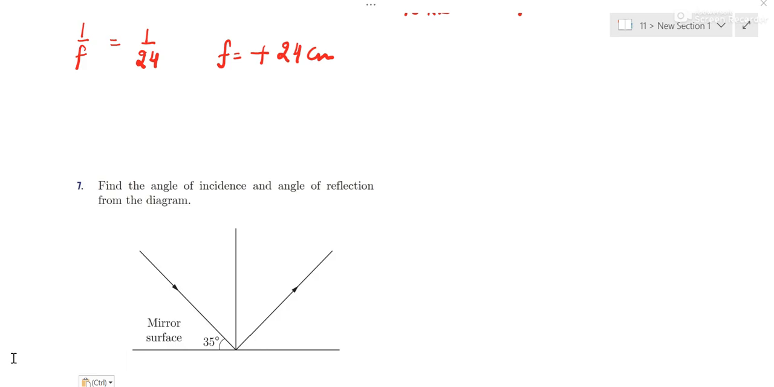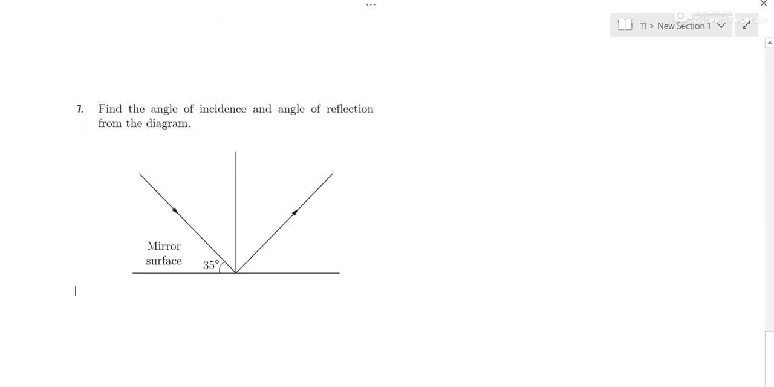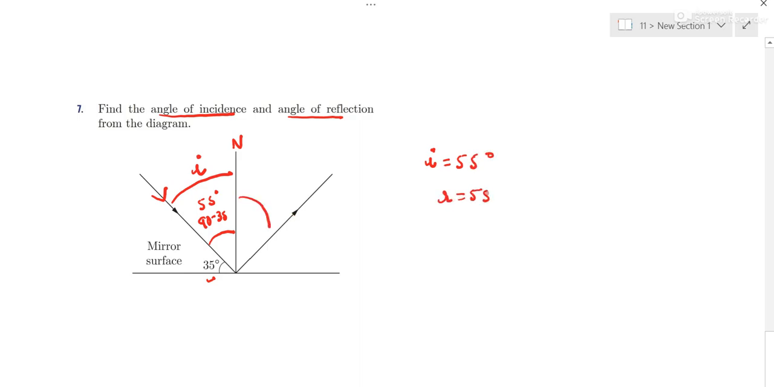So let us understand this question. Find the angle of incidence and angle of reflection from the diagram. So this is 35. So remaining is 90 minus 35. Okay, 90 minus 35 is 55. So this is the angle between incident ray and normal. So this is my angle of incidence, which is 55. And angle of reflection will also be equal to this. So angle of reflection is also 55.